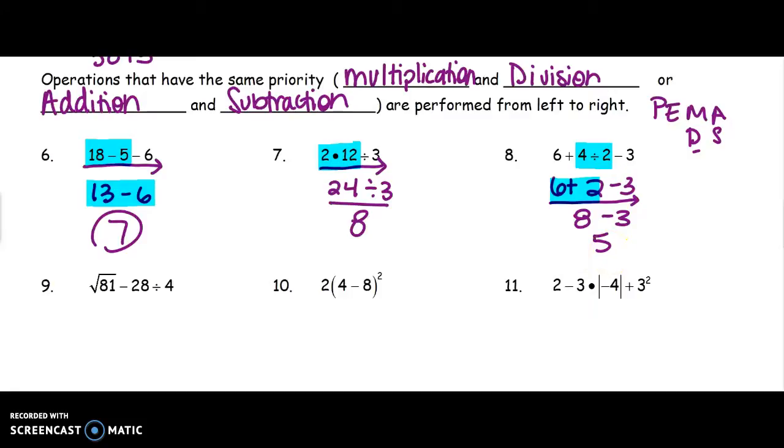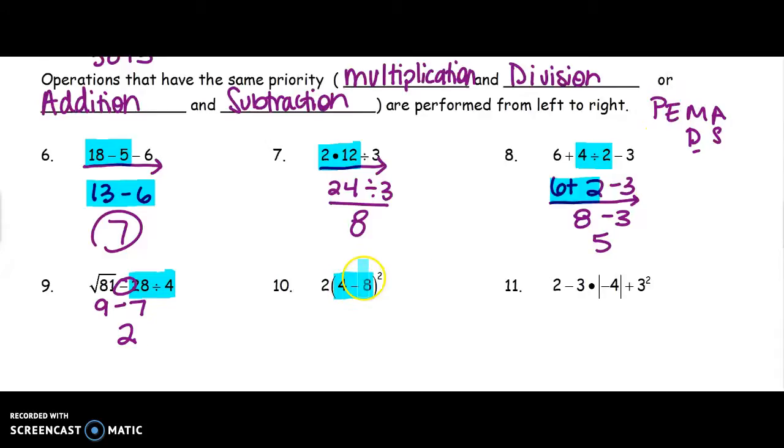Okay, so a couple of these are a little bit more tricky, so we're going to go just a little quick through them, but just hang on. It's going to be a wild ride here. So we have square root of 81, and in your calculator, if you want to do square root of 81, it should give you 9. Okay, you can do this division right away. 28 divided by 4, which is 7. So now you have 9 minus 7, and you have that to be 2.